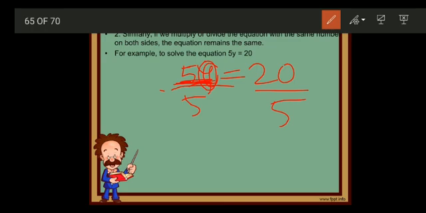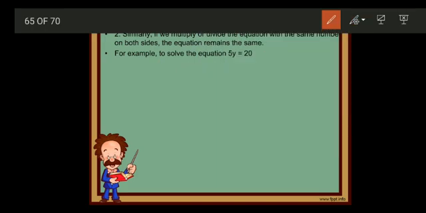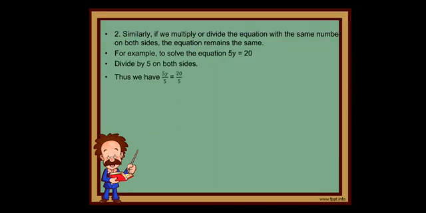So 5y by 5 is equal to 20 by 5. 5 will get cancelled. So 5 by 5 is equal to 1. 1 into y is y. y is equal to 20 by 5, which is 4. So y is equal to 4. So when you add or subtract a number on both sides, the value of the equation remains the same. Similarly, if we multiply or divide the equation by the same number on both sides, the equation remains the same.